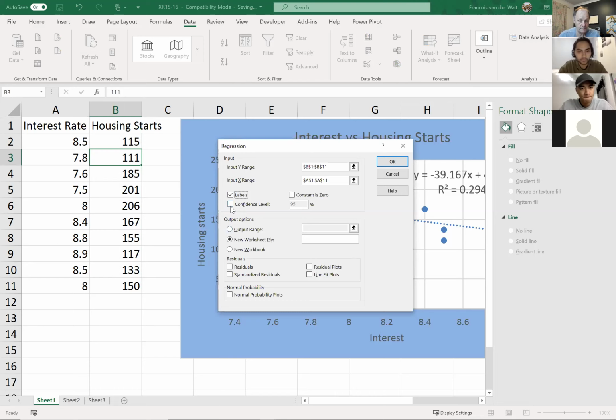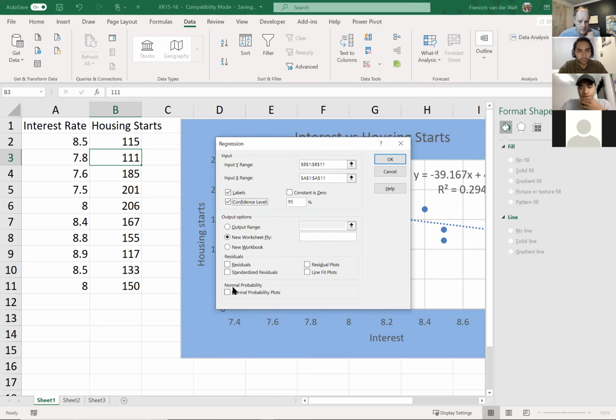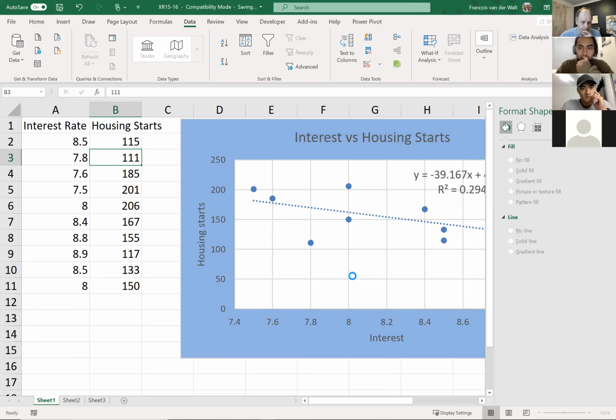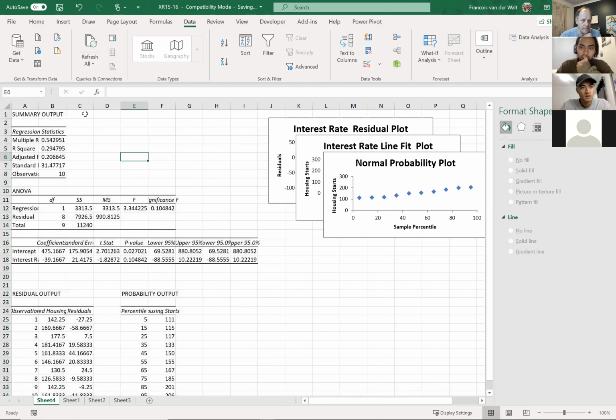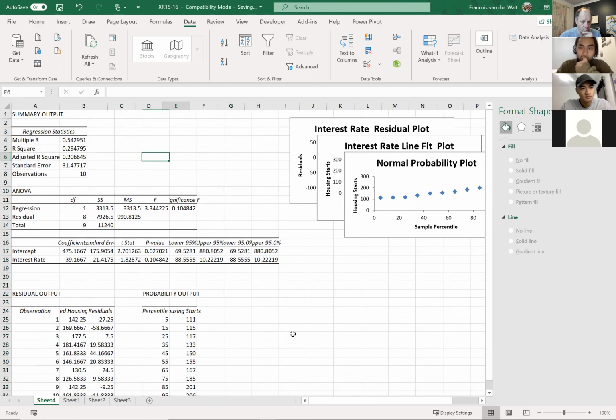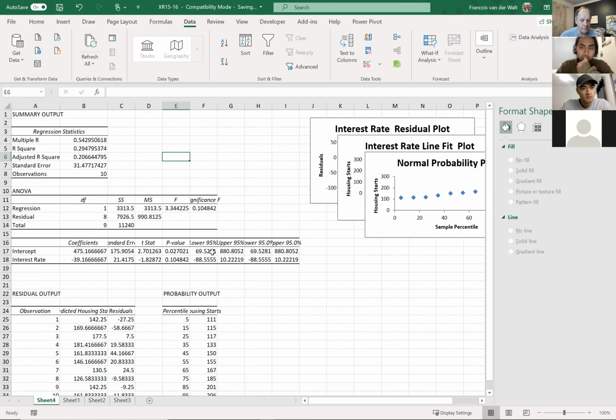I can tick confidence limit, and I'm going to tick all of these, and then I'll go through it again. I can have it printed out, but I'll normally just check the plots. I'm going to put it into a new worksheet. So here are my summary statistics. I can now do all kinds of weird and wonderful things. I can have 95% confidence limits, upper and lower limits. I can add other things that I predict.